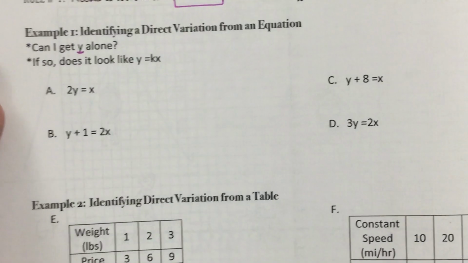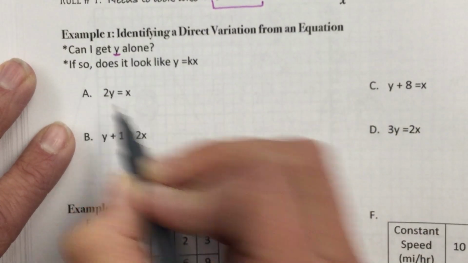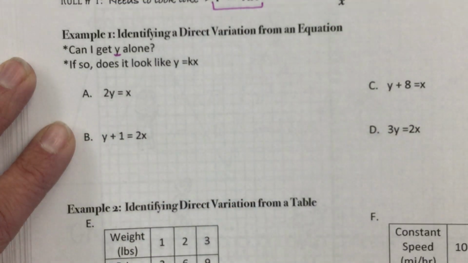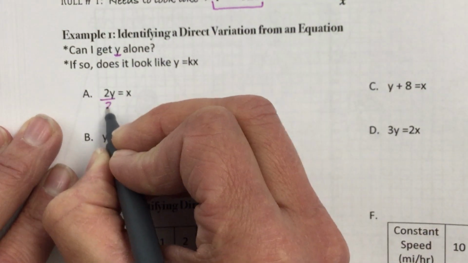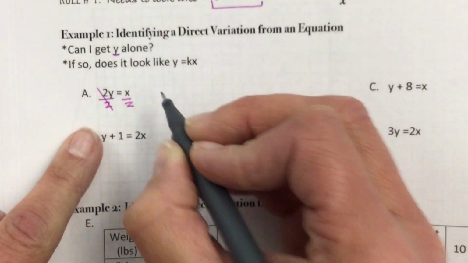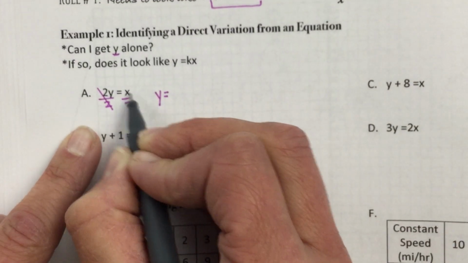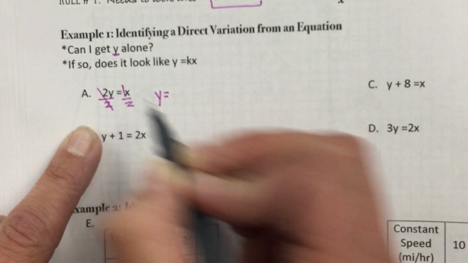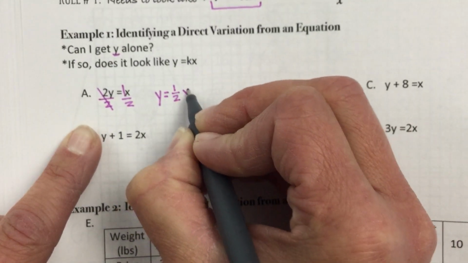So the first question, how would you get the y by itself? Well, y is being multiplied by a 2. So you ask yourself, how do you undo multiplication? You divide. So we're going to divide by a 2. So this equation now looks like y equals, now here the deal is, if there's nothing with the x, there's an understood 1 there. So really this reads 1/2 x.